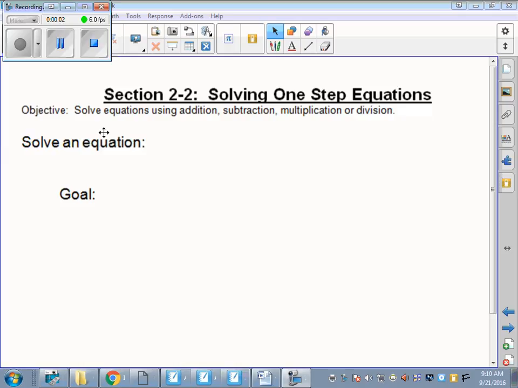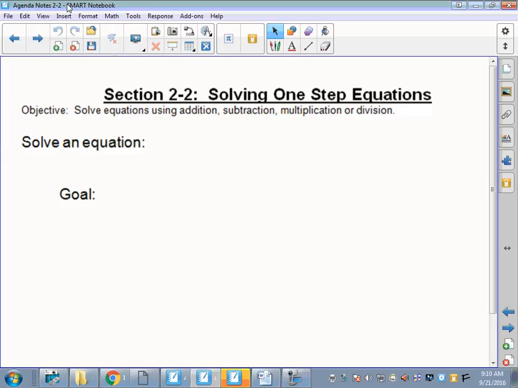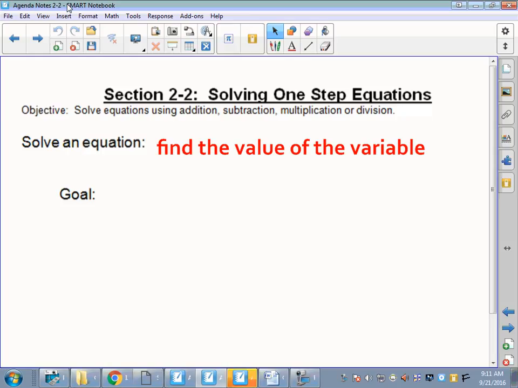Hi, everybody. Welcome to section 2.2, solving one-step equations. We're going to add, subtract, multiply, or divide. You've only got one step to solve an equation or find the value of the variable. So your end answer for solving an equation is always something like x equals -1 or d equals 7. So we're always going to be able to give ourselves a final answer.